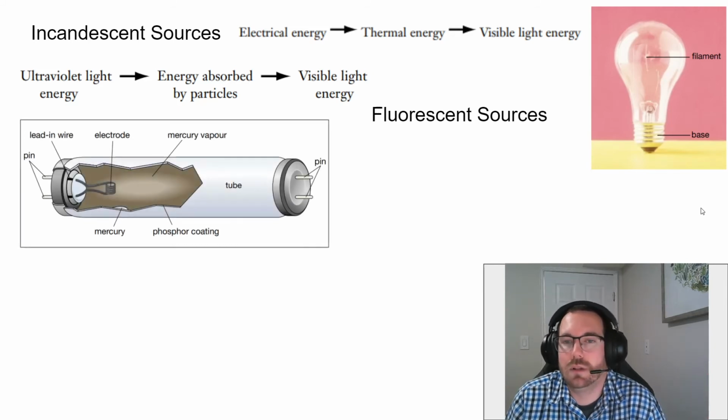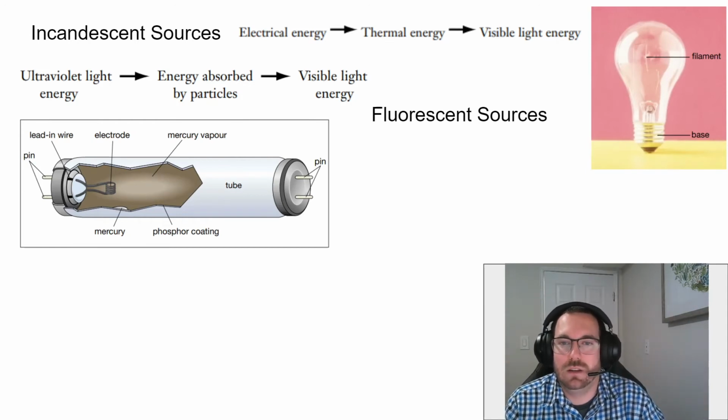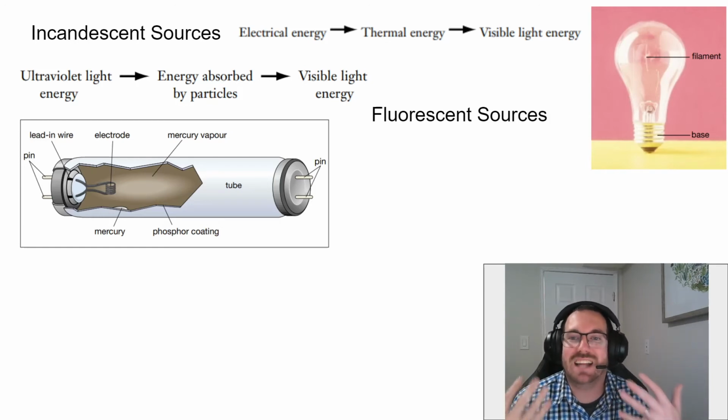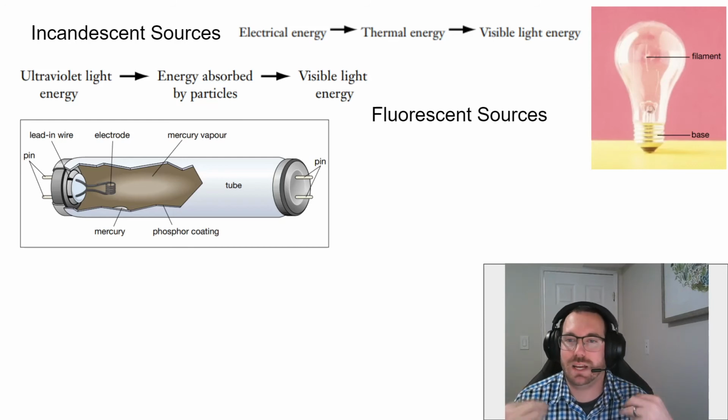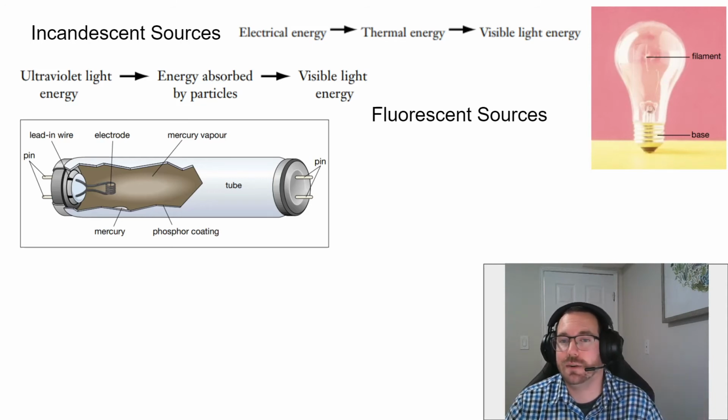And here's an example of a fluorescent tube light where we see the same sort of thing happening. An electric current from the lead-in wires and electrodes causes mercury vapor inside the tube to give off ultraviolet radiation. So basically, you're electrifying mercury vapors, which give off UV rays, and then a phosphor coating on the inside of the tube absorbs that energy, which causes it to glow, thus producing light that you can see.